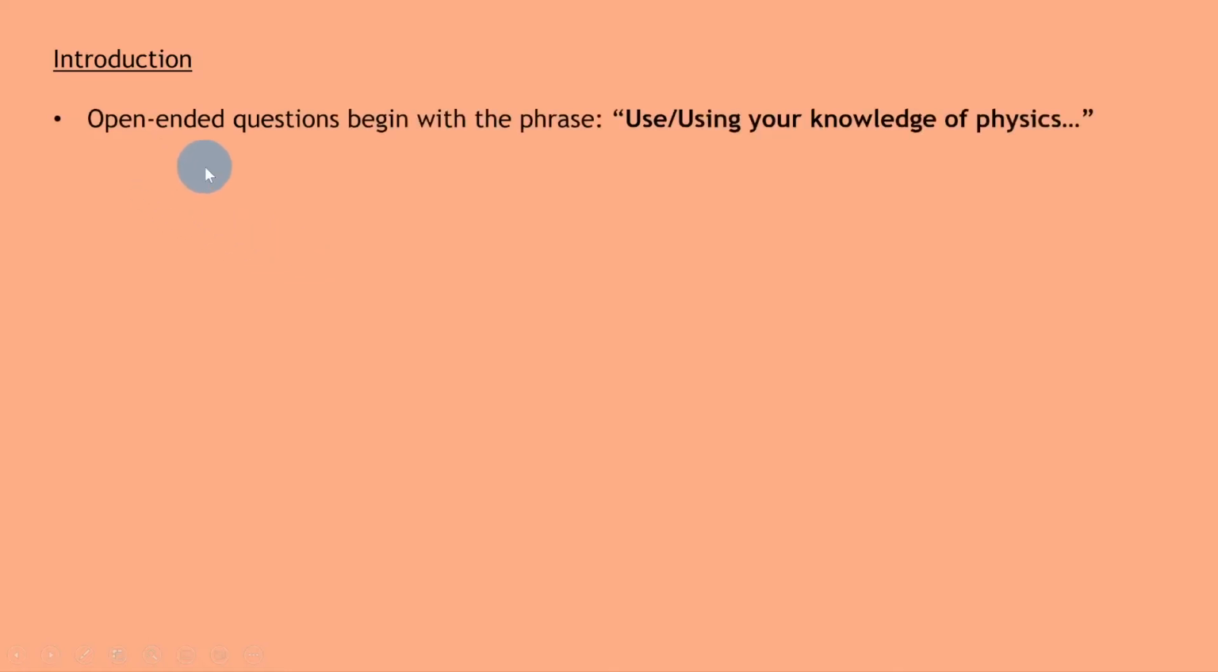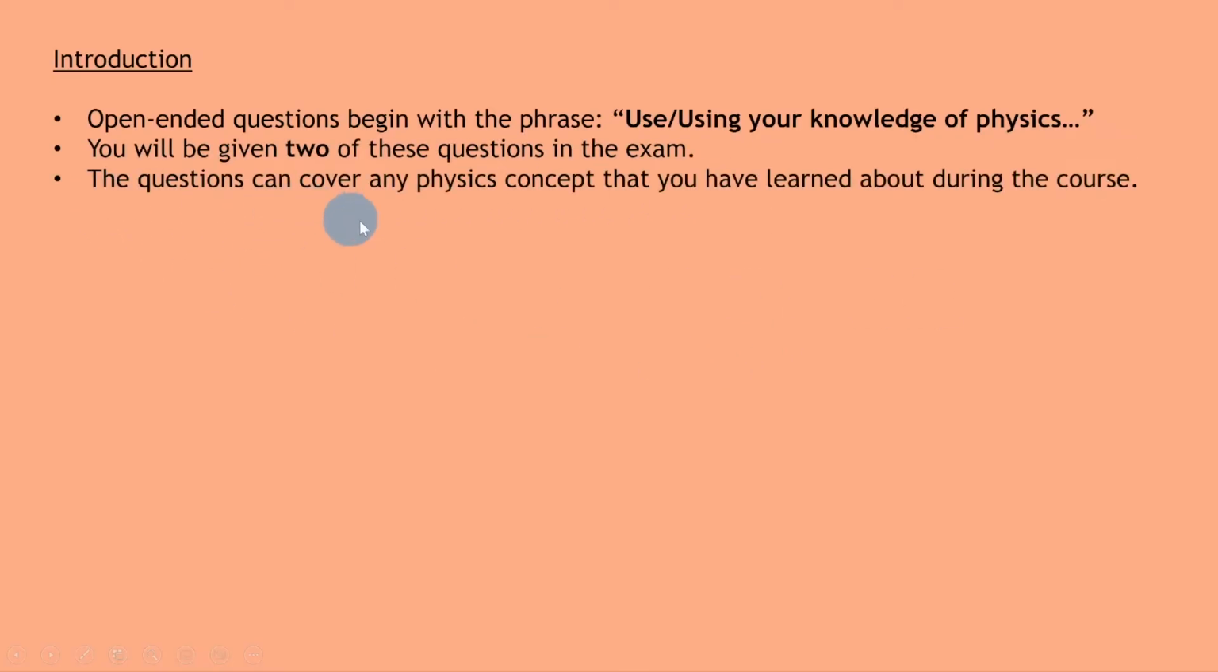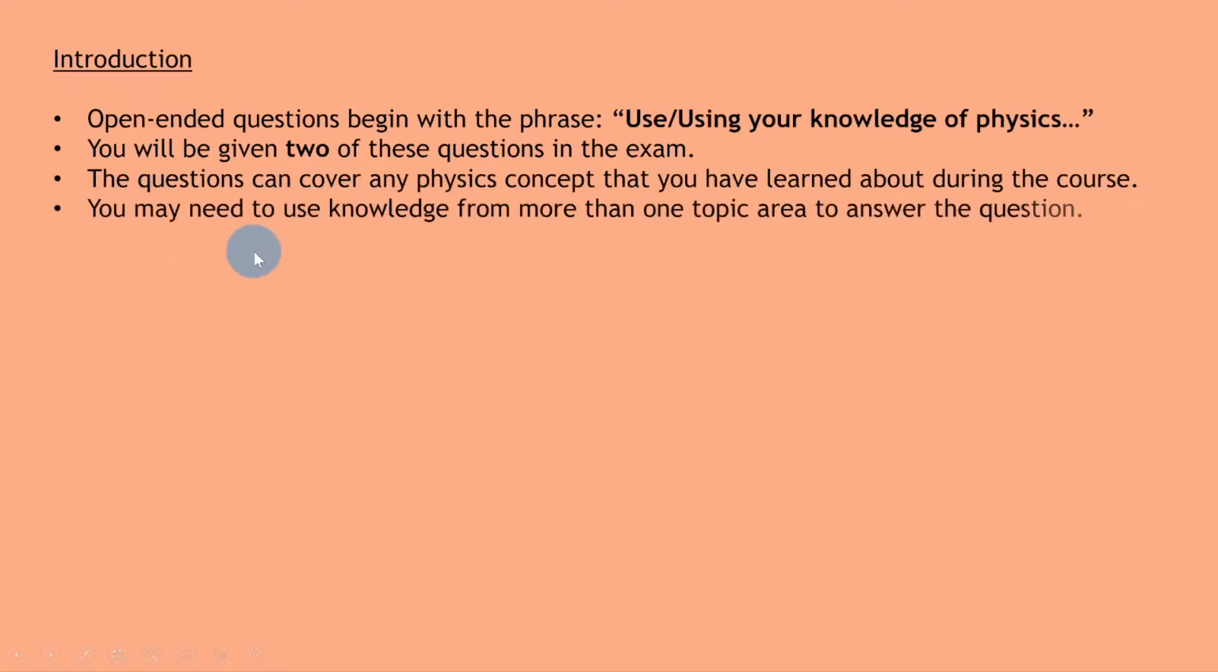First of all, you probably already know that open-ended questions begin with the phrase "use" or "using your knowledge of physics", and you will be given 2 of these questions in the exam paper. The questions can cover any physics concept that you have learned about during the course, and you may need to use knowledge from more than one topic area to answer the question. That may seem like it's difficult to do, but once you've studied everything for the final exam anyway, you should then have all that knowledge to use to answer the question.